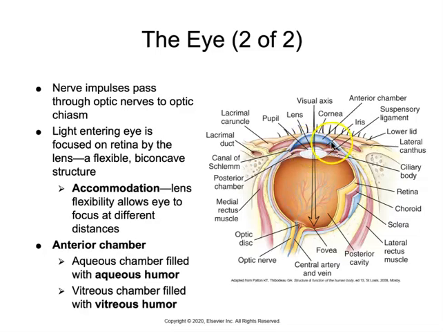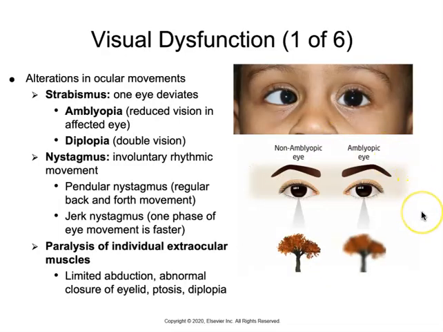Now, anterior to this, we will have our anterior chamber, and here we will have a fluid called the aqueous humor. And posterior to that lens, we are going to have the vitreous chamber that is filled with vitreous humor. And this fluid is going to be a little bit more gel-like, whereas the anterior chamber, the aqueous humor, will have more of a watery type of fluid. So let's talk about visual dysfunction.